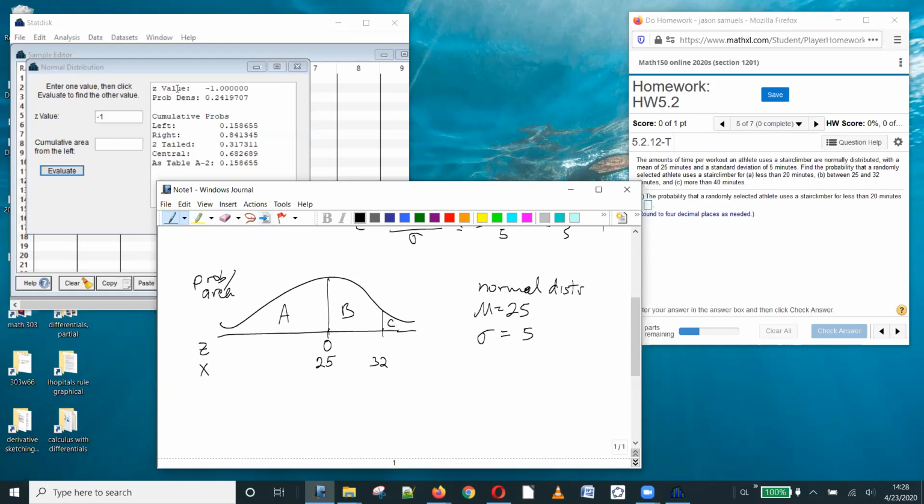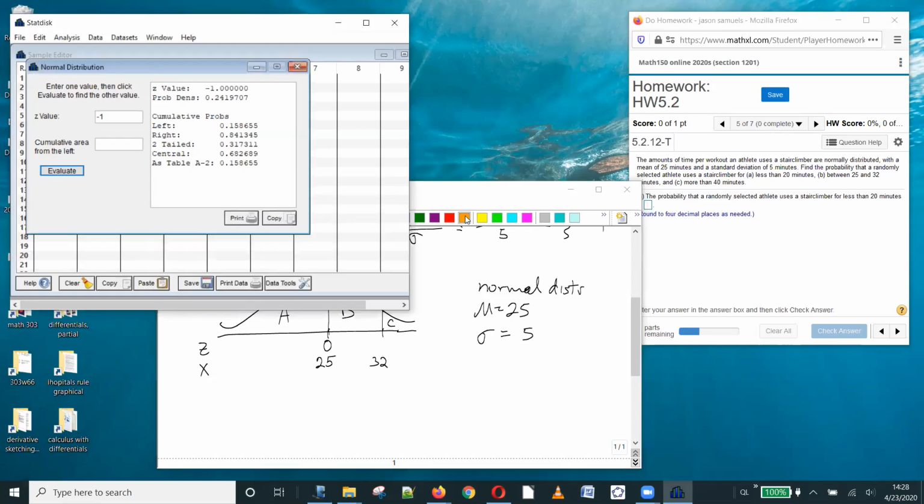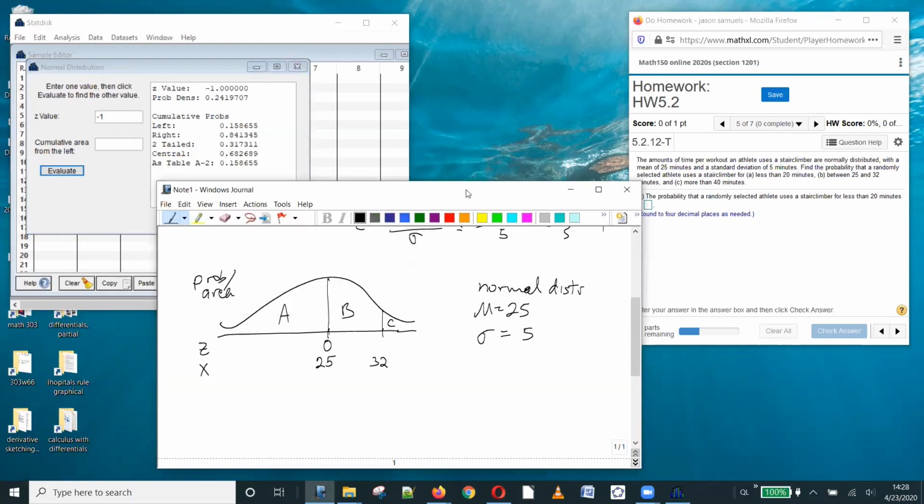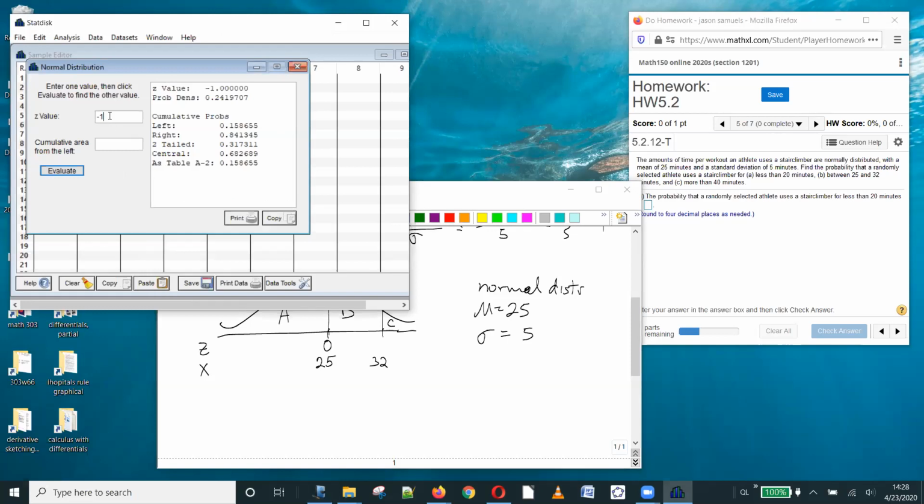Now I'm going to do this the long way, but then I'm going to show you a shortcut. First we have to find the Z-score. Lucky for us, 25 just happens to be the mean. It's in the middle. We already know the Z-score has to be 0. So punch in the Z-score, 0, click evaluate, and you get, oh, look at that, the area is 0.5.